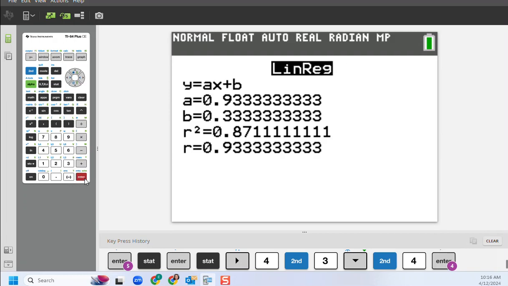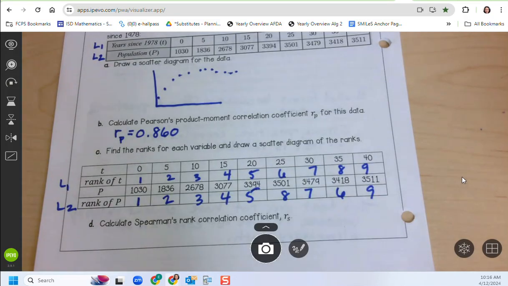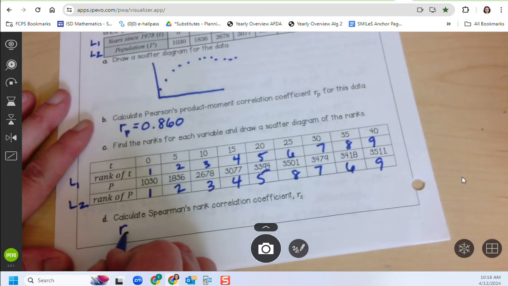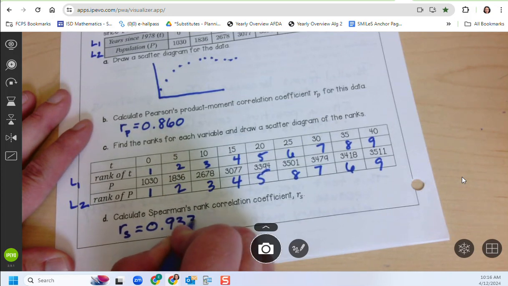All right, so I'm getting 0.933. Did you guys get 0.933? Okay. So that kind of shows better that there is a clear positive trend, even though it's not linear. So R sub S is 0.933.